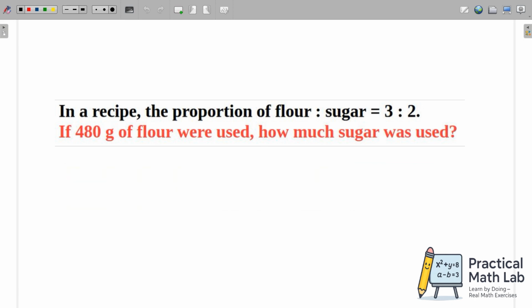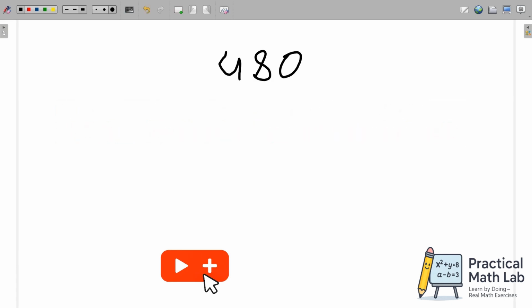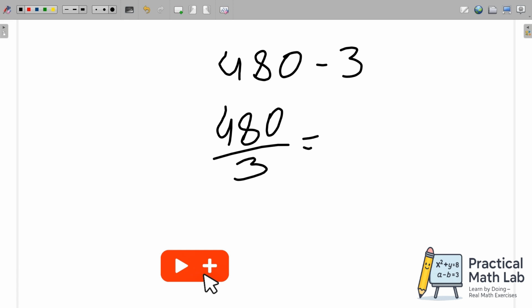In a recipe, the proportion of flour to sugar is 3 to 2. If 480 grams of flour were used, how much sugar was used? Well, for every 3 parts of flour, we have 2 parts of sugar. So let's figure out how much 1 part is worth. 1 part: just divide 480 by 3, which equals 160.